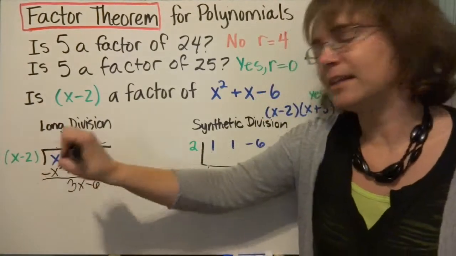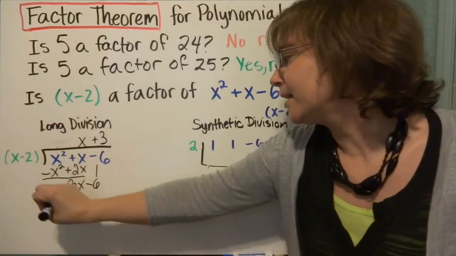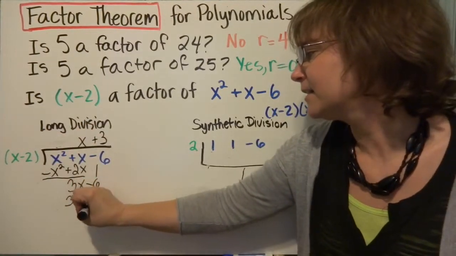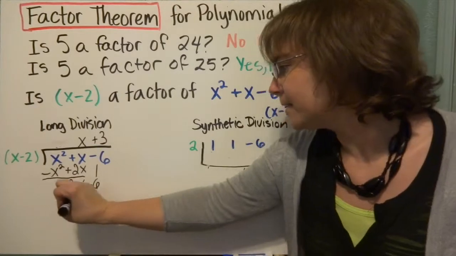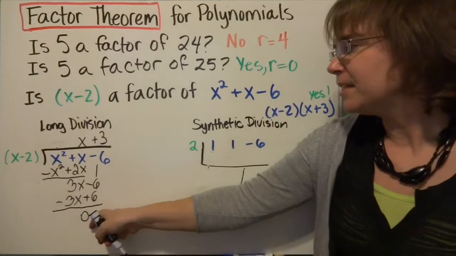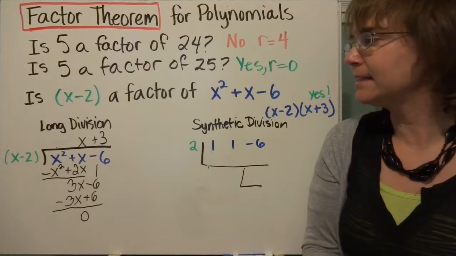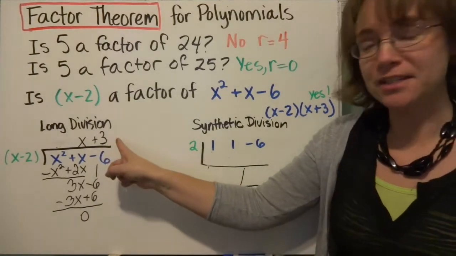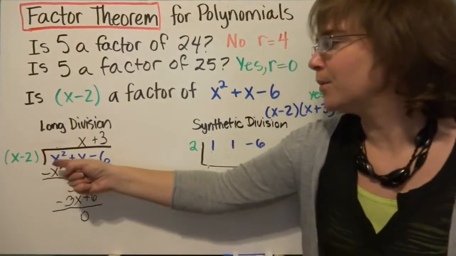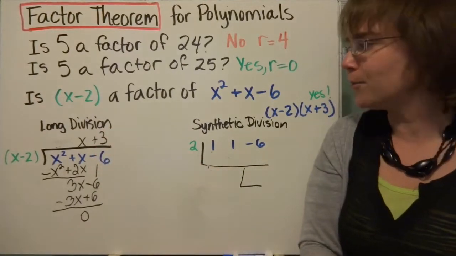And we say x times what gives me 3x. That's going to be a 3. 3 times x is 3x. 3 times negative 2 is negative 6. We're going to subtract or add the opposite. And I have a 0. When I have a 0 remainder, that tells me that x minus 2 is a factor of x squared plus x minus 6. It also tells me, just like with numbers, that x plus 3 times x minus 2 is going to give me x squared plus x minus 6. So x plus 3 is also a factor.